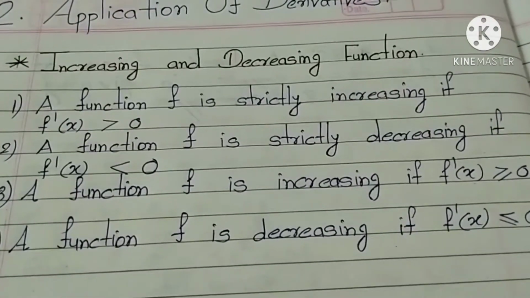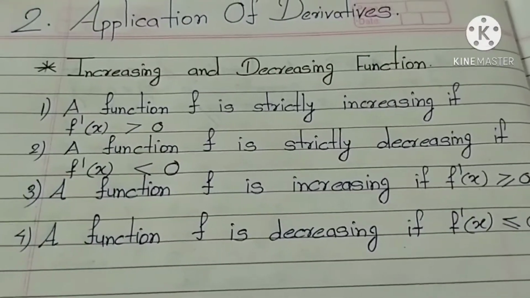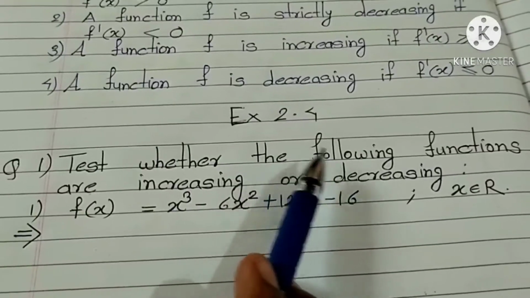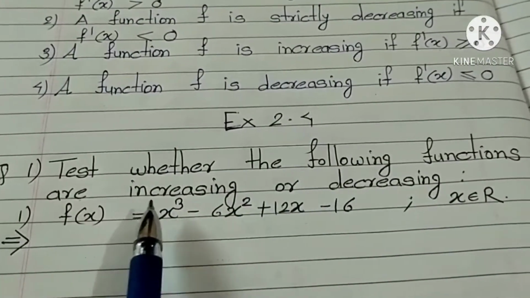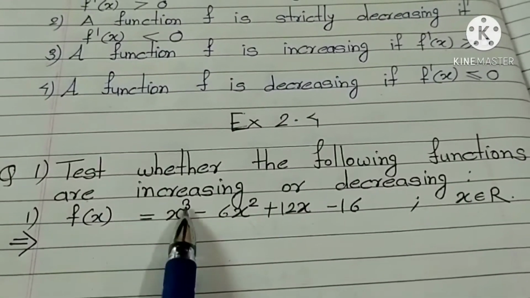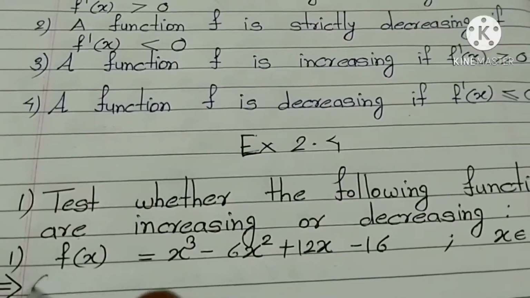Now there are some examples on increasing and decreasing functions. So let us start to solve them. This is our first example from exercise 2.4. Test whether the following functions are increasing or decreasing. We have to check whether the function is increasing or decreasing. Okay. So first write the given.